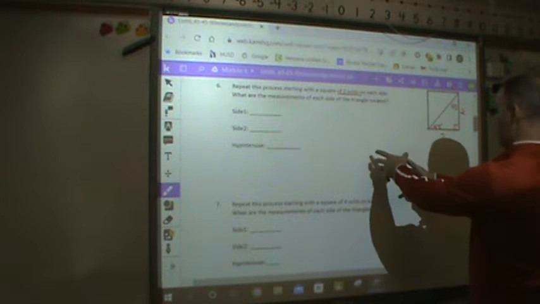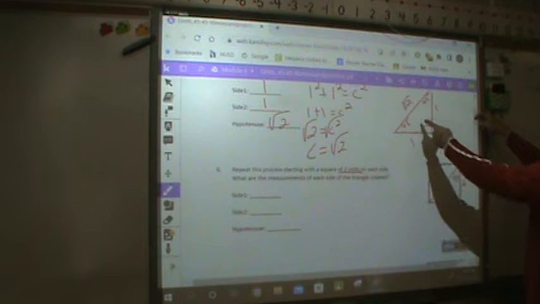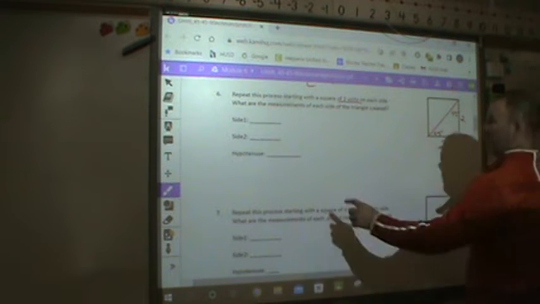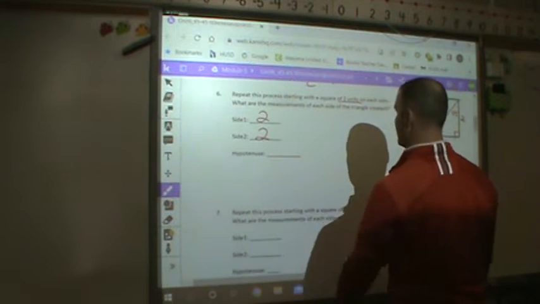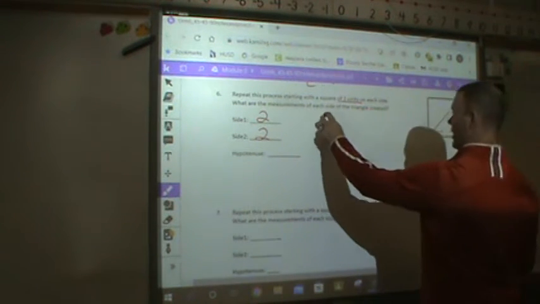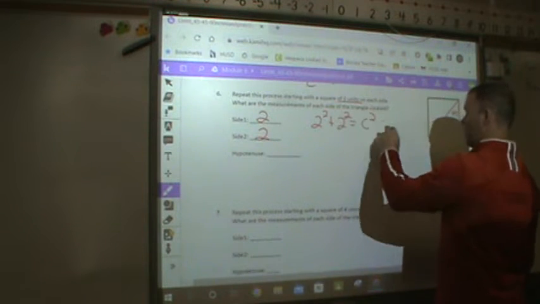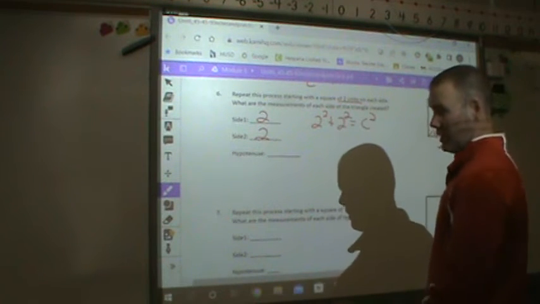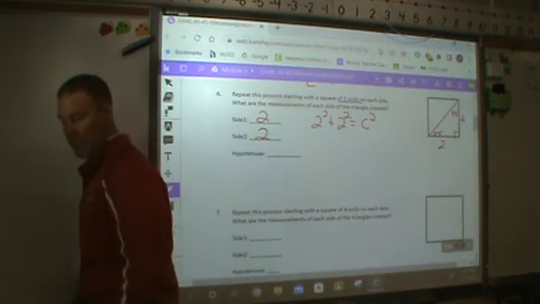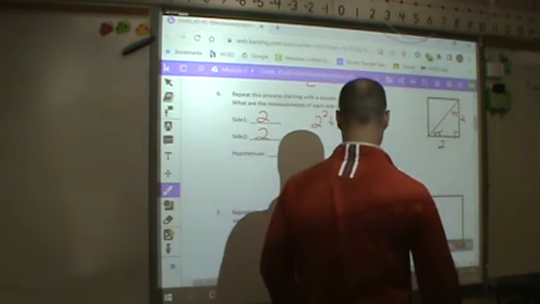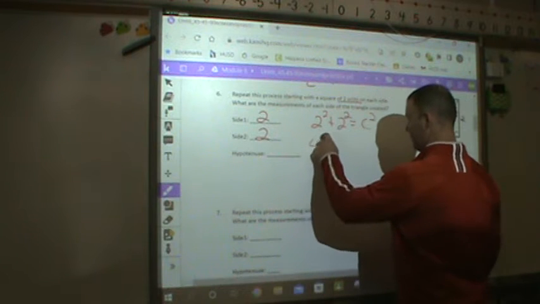Now notice I'm not going to draw a triangle like that. I'm just going to use half of this shape right here. Side 1 is 2, side 2 is 2. Find the hypotenuse. Okay, so 2 squared plus 2 squared equals c squared. Now I challenge you, pause for a second and see if you can find the correct answer for the value of c. And then come back and unpause it and meet me here.